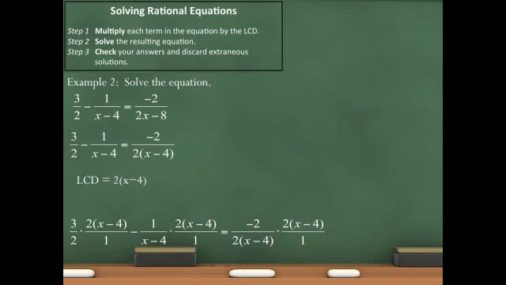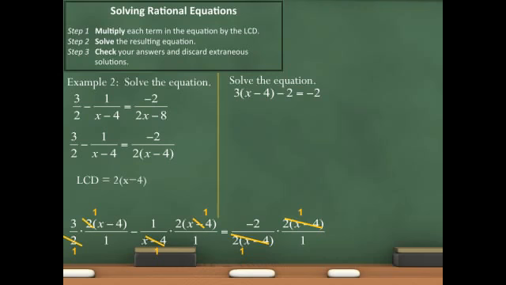3 over 2 times 2 times x minus 4 over 1 minus 1 over x minus 4 times 2 times x minus 4 over 1 equals negative 2 over 2 times x minus 4 times 2 times x minus 4 over 1. Cancel the 2 from the first term, the x minus 4 from the second term, and both factors 2 and x minus 4 from the term on the right side of the equation. This leaves us with an equation that does not contain fractions. 3 times x minus 4 minus 2 equals negative 2.